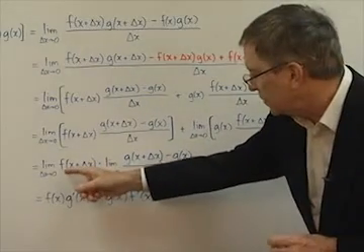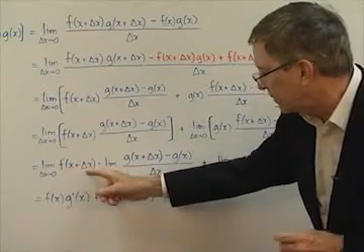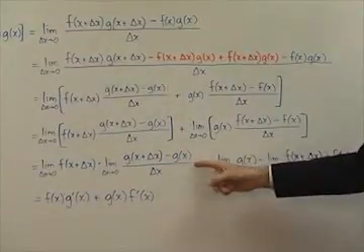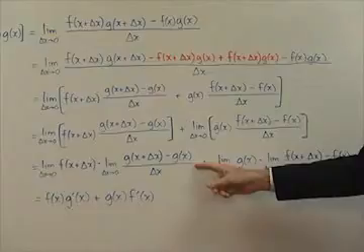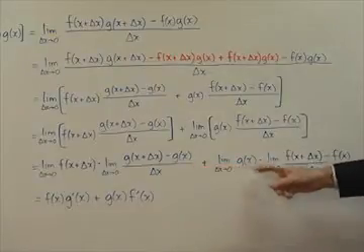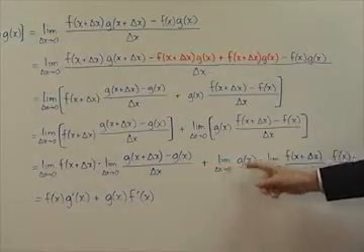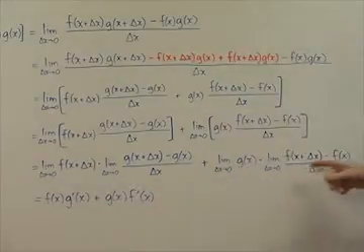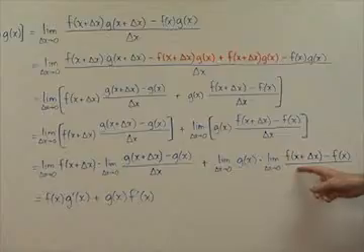What happens as delta x goes to 0 of f of x plus delta x? That's just f of x. What's this expression? That's g prime of x. How about the limit of g of x as delta x goes to 0? Well, that's just g of x. And finally, this is nothing more than f prime of x.